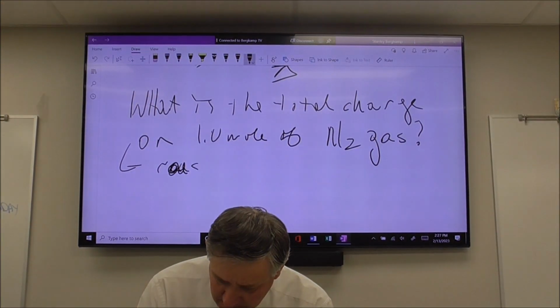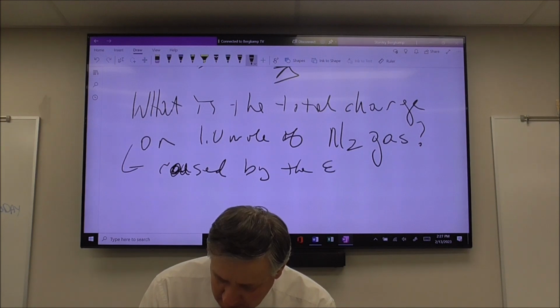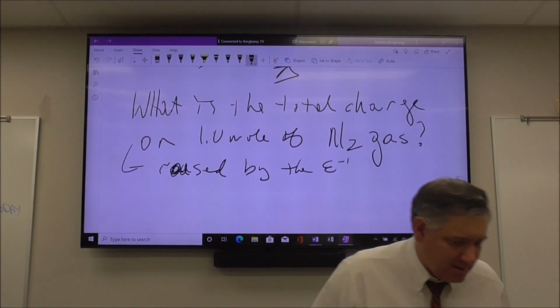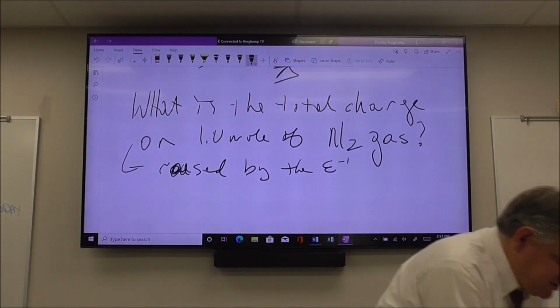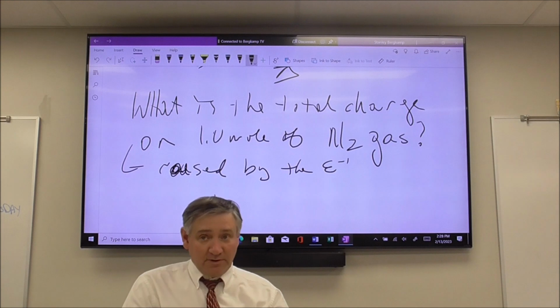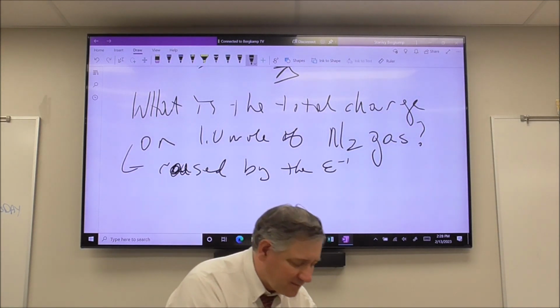So what is the total amount of charge on 1 mole of nitrogen gas caused by the electrons? So if you have a mole of nitrogen gas, this is about this much. Here's one mole. That's one mole? That's one mole. 28 grams? 28 grams. Oh, that kind of makes sense.